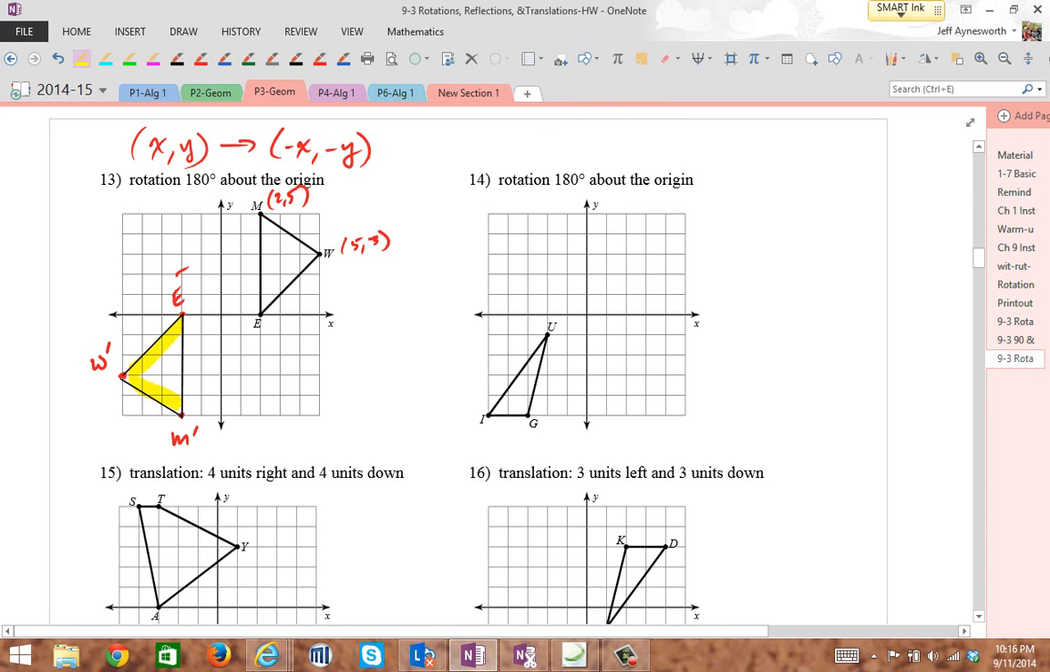I like writing down the coordinates personally. We're going to have you do that on the test. However, you can do it just in your head. Also, check this out too.